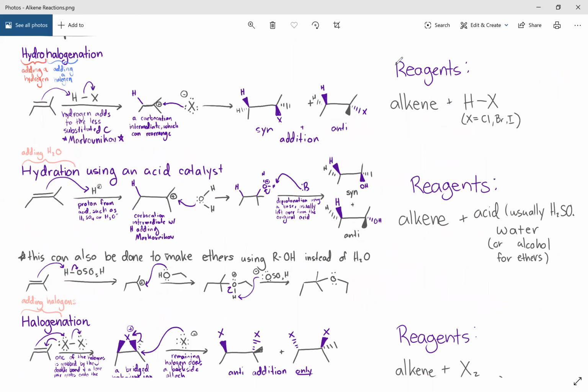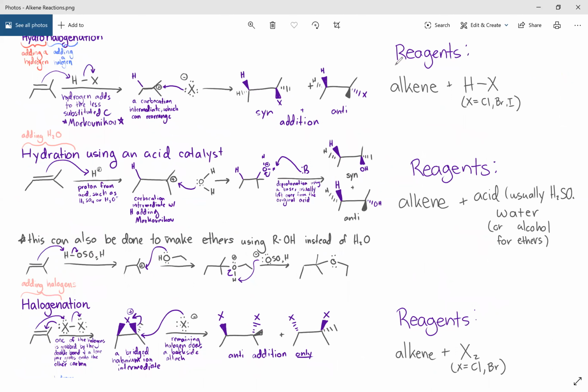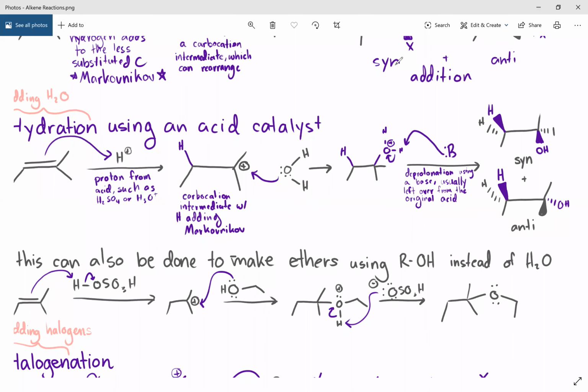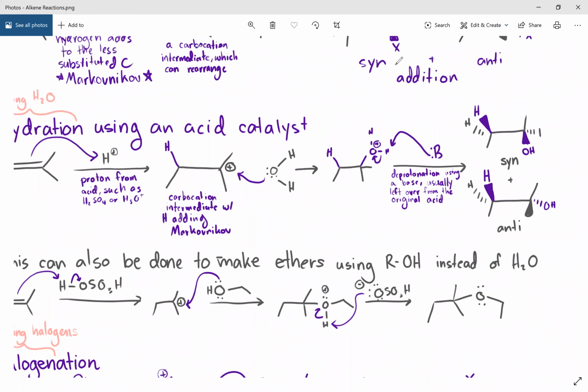If so, we're going to move on to hydration with an acid catalyst. So this one is very similar to hydrohalogenation because the first thing we do is we add a hydrogen and we make a carbocation intermediate. The main difference between hydration with an acid catalyst and hydrohalogenation is that that H plus ion, that hydrogen, comes from an acid rather than an HX. So rather than an HCl or an HBr, this will come from something like H2SO4 or H3O plus. Okay? And so then we end up with that carbocation intermediate.